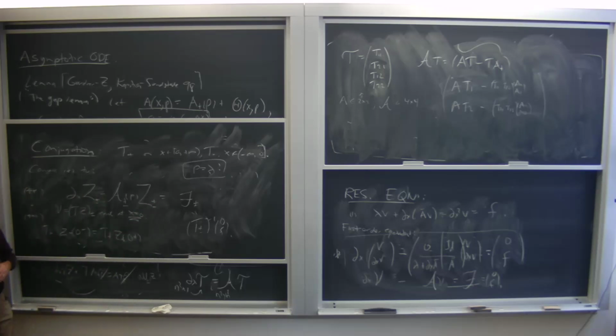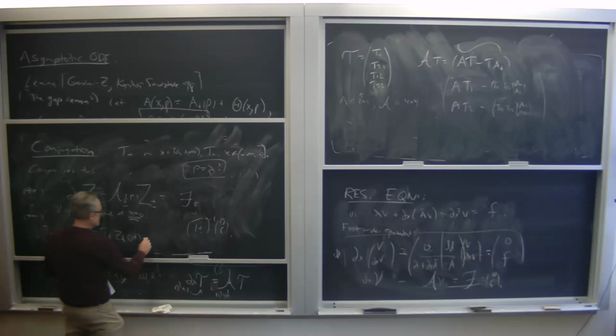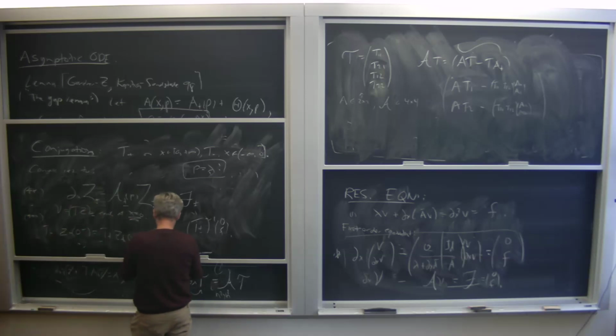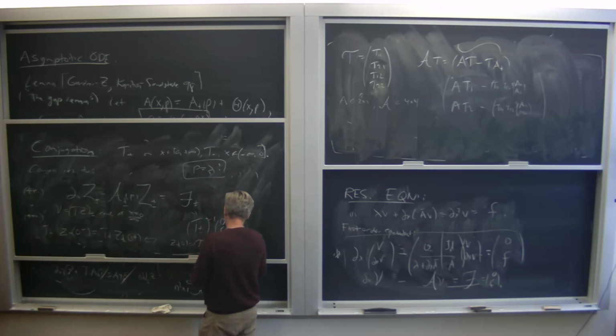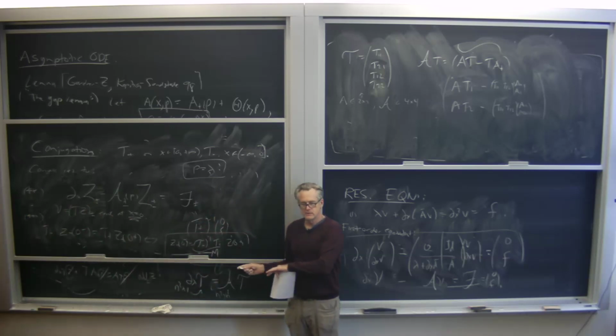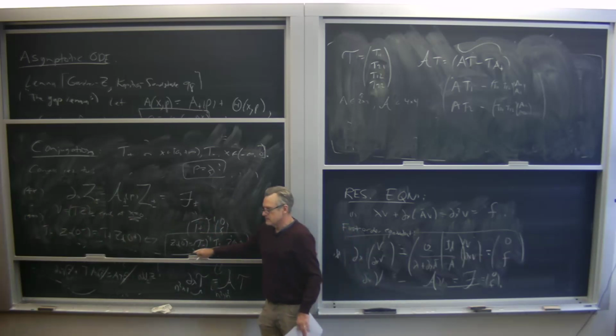So I have 2 different variables. They live on the opposite half lines, and they must have this matching condition, which I could also write just as Z minus of 0 is equal to T minus inverse T plus Z plus of 0 plus. So 0 minus to 0 plus. And I could call this M. There's a transmission matrix now that relates them.